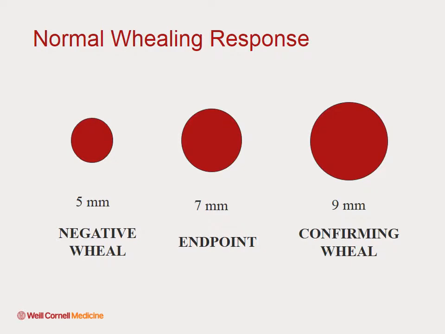Okay, so what are our wheeling responses going to be? Well, our typical one is going to be a negative wheal, the 5 millimeter. Then we're going to get a 7 millimeter, and now we're suspecting that this is going to be our endpoint, but then we put on a confirming wheal. And then if we see that's 9 millimeters, 2 millimeters greater than the suspected endpoint, we're done. And we know that that dilution, whichever that dilution is in the middle, is our endpoint.